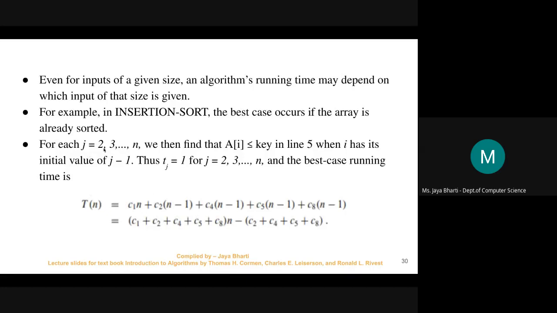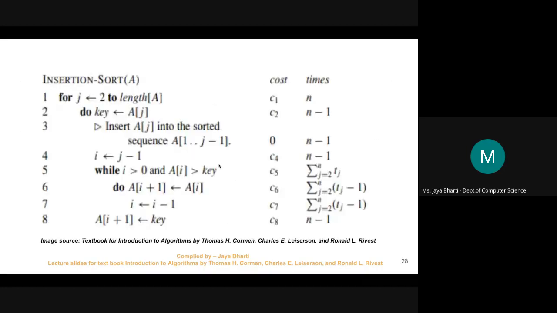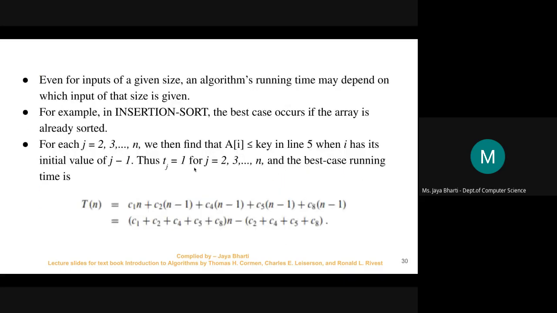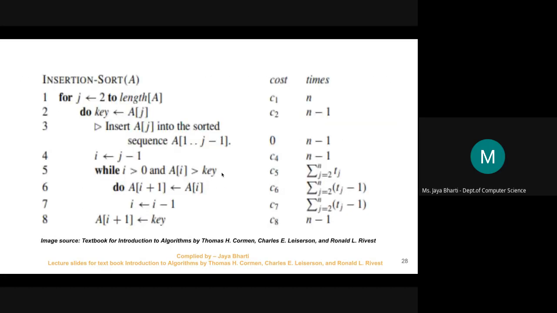So for each j equal to 2, 3, ..., n, we then find that A[i] is less than or equal to key in line 5 when i has its initial value j minus 1. In short, you need not run these two statements, because every time this condition is false. So that's why this is the best case for insertion sort. Because this is the best case, every time t_j will be 1, because every time it is running only one time.